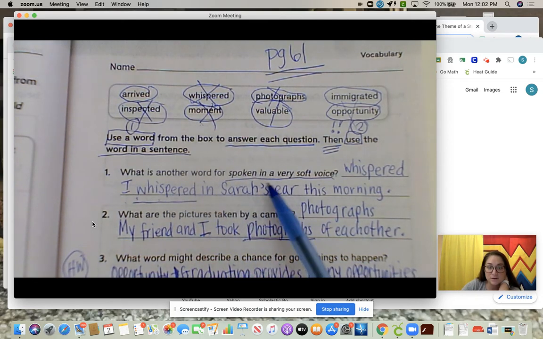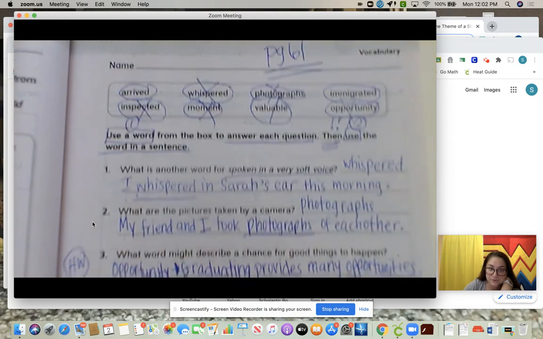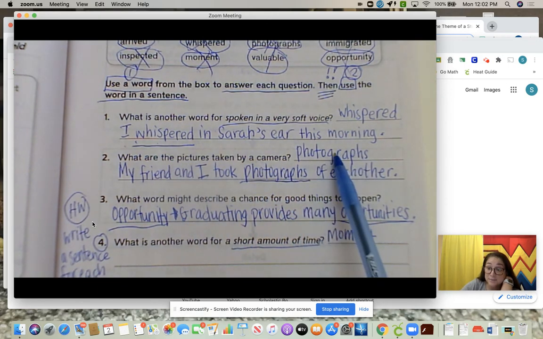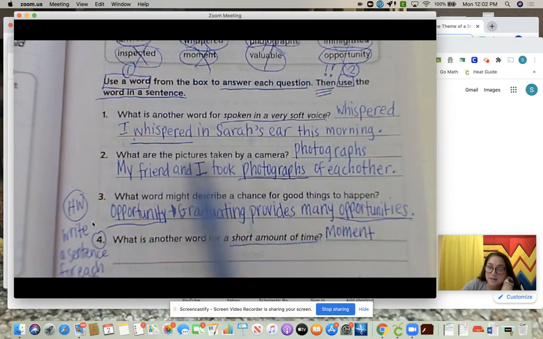So what is another word for spoken in a very soft voice? Whispered means you speak in a very soft voice. I whispered in Sarah's ear this morning. All right. Number 2, what are the pictures taken by a camera? Well, the pictures taken by a camera are photographs. Okay. And the sentence they gave me is my friend and I took photographs of each other.